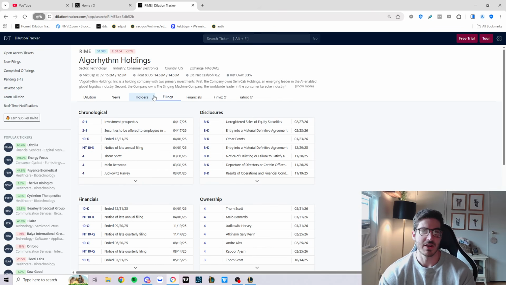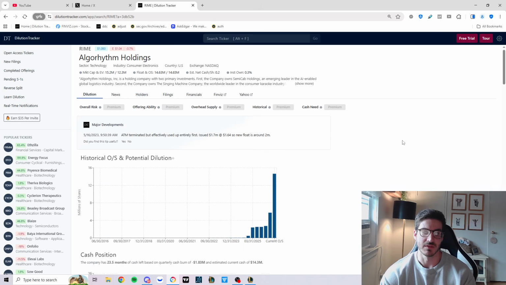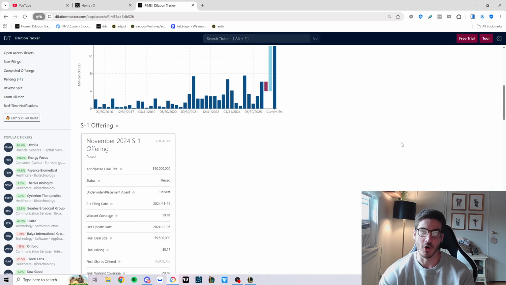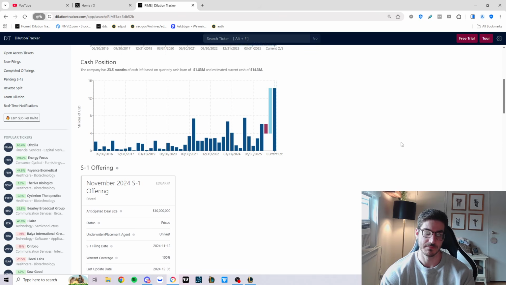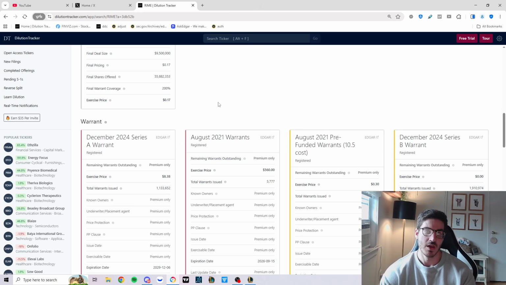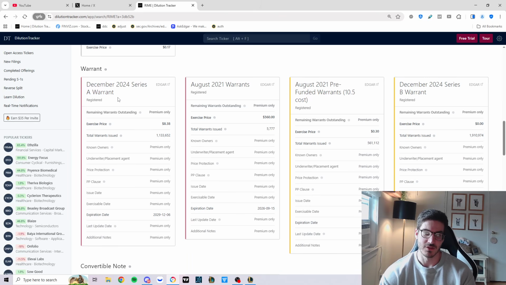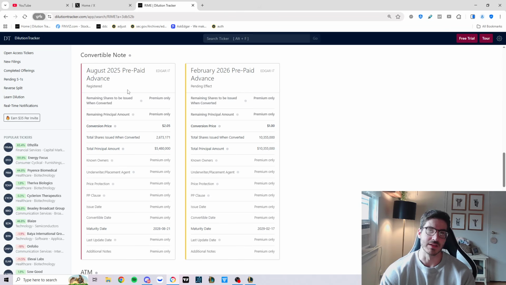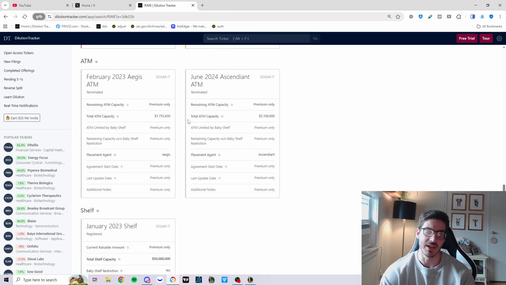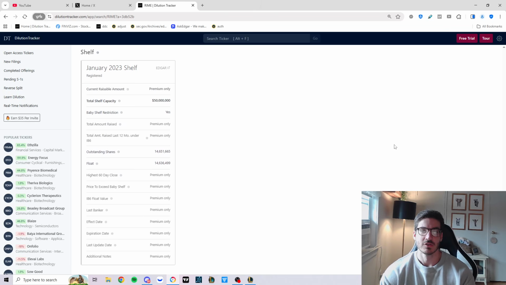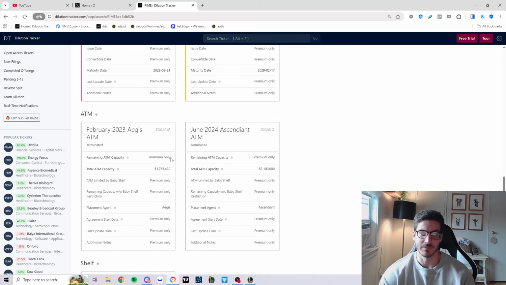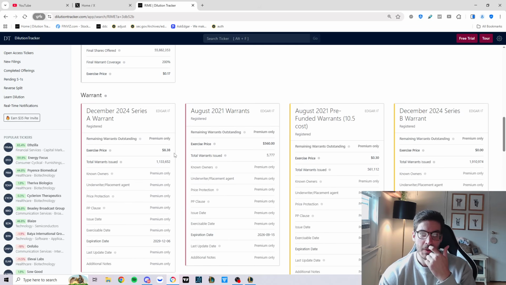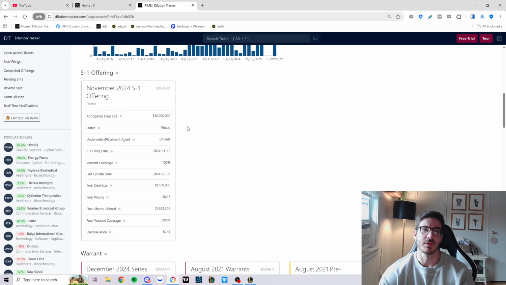So every company has certain forms of dilution, right? You have offerings like S1s and S3s. You have warrants that usually are added into offerings. And then you have other things like convertible notes, you have an ATM, you have shelves. So I'm going to give you a little basic rundown of what each of these mean, okay? So let's start with S1s.